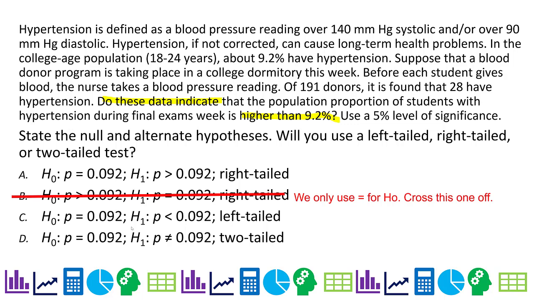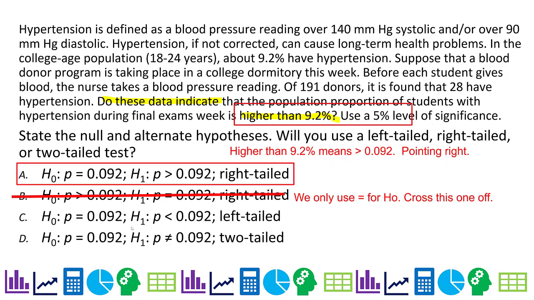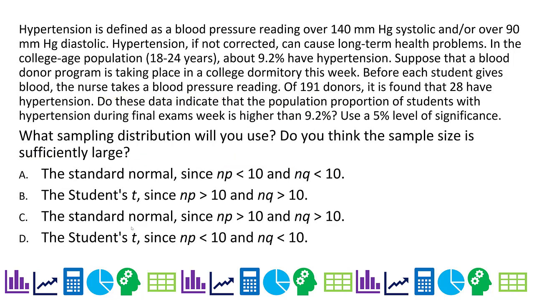We're wondering if the data indicates that it's higher. So that means we're going to go to the right, and we're going to pick P, the proportion is greater than 0.092, okay? So the null is P equals 0.092, and the alternate is P is greater than 0.092. By the way, they use the same wording for the null here, but they tend to use H1 for the alternate, whereas I tend to use HA. Same thing, just slightly different notation.